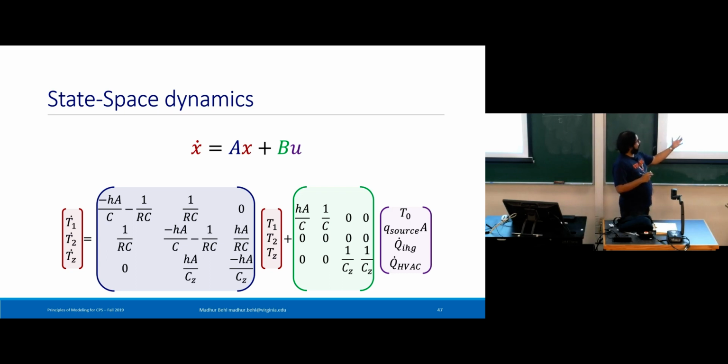So we ended up with a state space model now, where one of the states is actually what we are trying to predict, the zone temperature. So in fact, you can even treat this state as the output of this model.